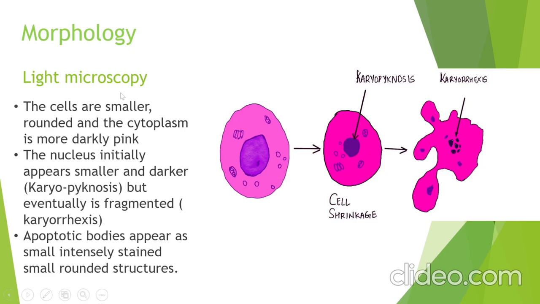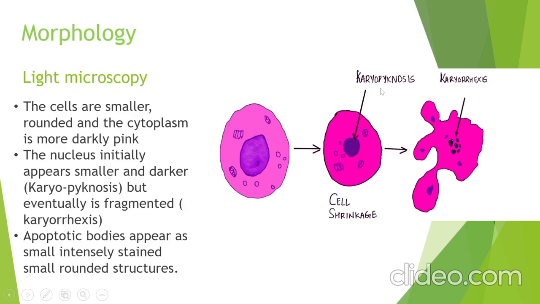So in light microscopy, if this is a cell, the cell appears shrunken. When a cell is undergoing apoptosis, it shrinks. Okay, it shrinks, and because it shrinks, the cytoplasm begins to look more pink than the normal cell. Along with that, the cell organelles also begin to come towards each other. The nucleus also changes its appearance from having chromatin with some kind of texture that you can see here. It shrinks into a small condensed ball and loses all its internal structure.